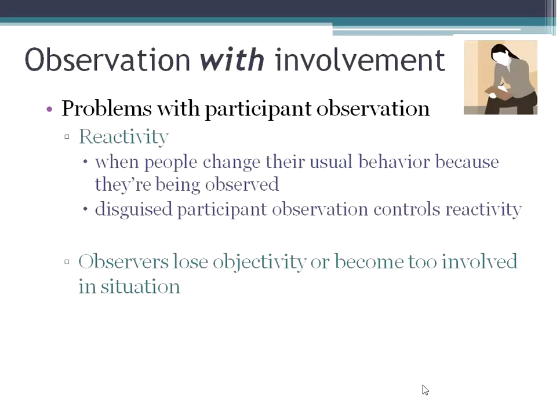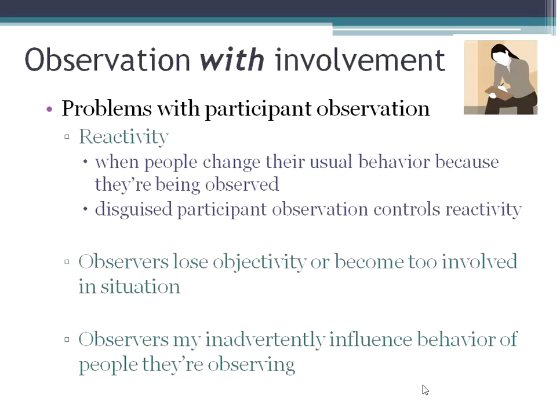disguised participant observation can be problematic because if you spend too much time as a disguised participant, you can sort of lose objectivity. You can sort of think about the undercover cop who's in too deep. The undercover cop is sort of the disguised participant. Also, you may inadvertently influence the behavior of the people you're observing, especially if you're aware of the hypotheses or the research questions. You may accidentally influence people's behavior.